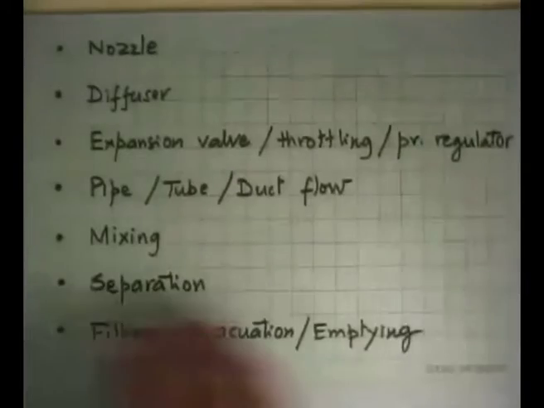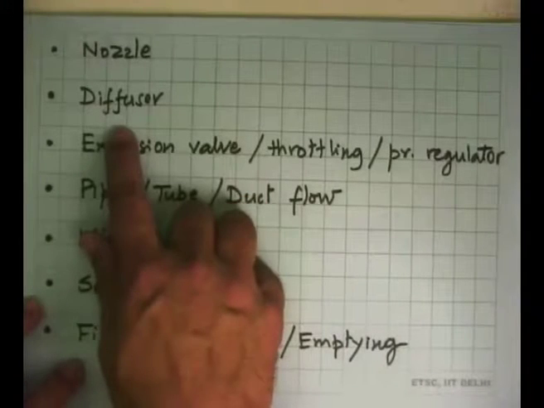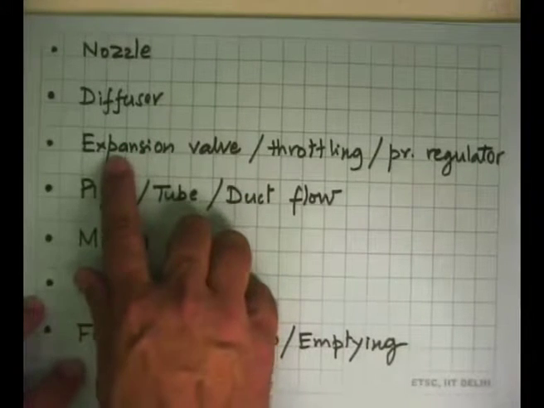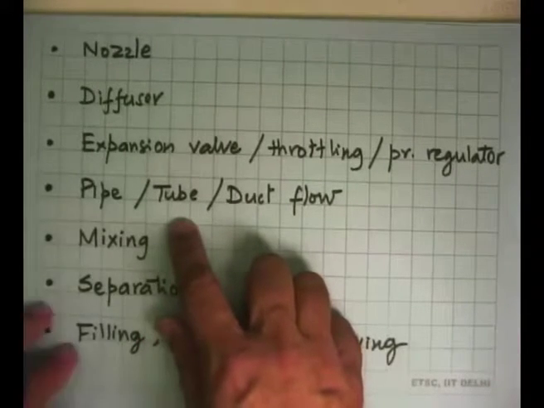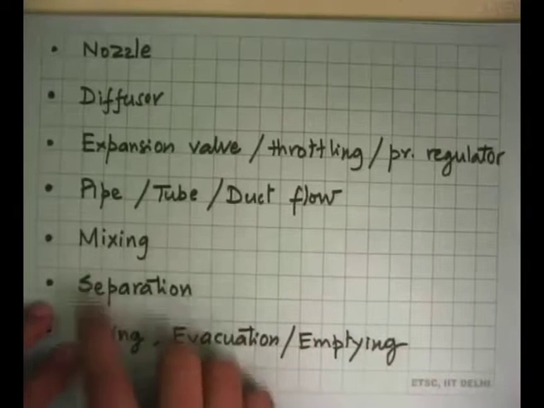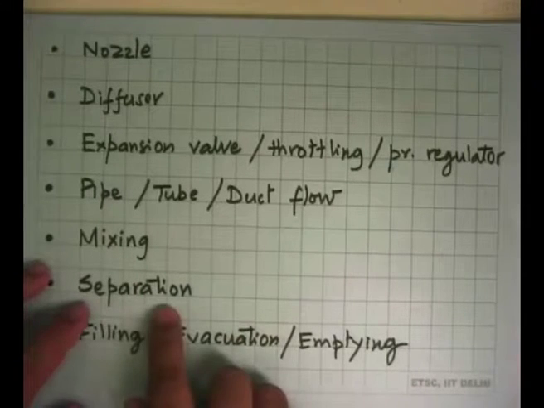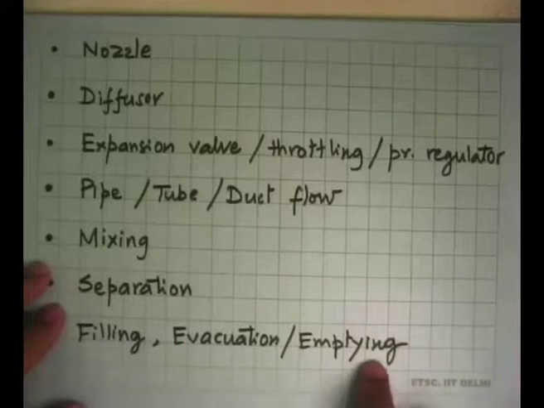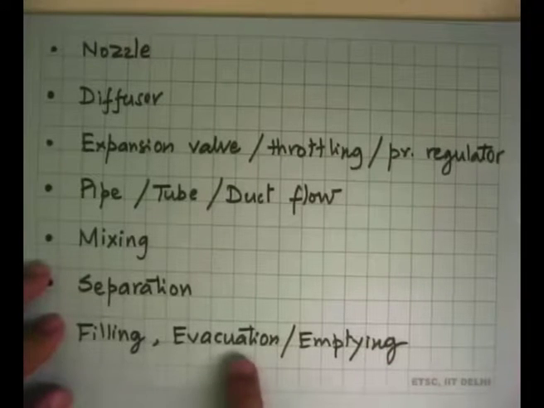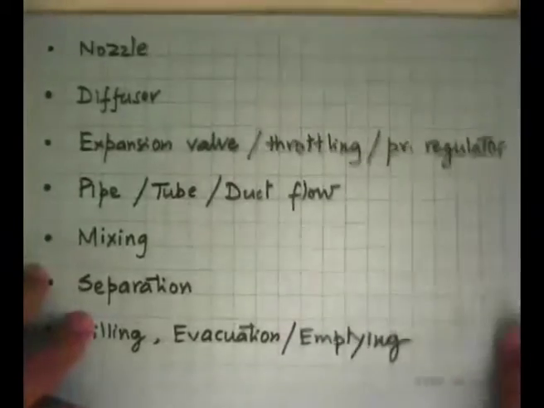So these were the things we looked at. Today, we will look at another list of things. We will continue some of what I had put up yesterday. We will now look at a nozzle, then a diffuser, then an expansion valve, or something in which throttling takes place, and a pipe, tube or duct flow, just a plain flow. Then we look at mixing of the same substance, not mixtures of two different substances. Then we will look at separation, particularly in a wet region. And finally, we will look at unsteady processes like filling or evacuation and emptying of a tank or a reservoir. So let's start with the nozzle.